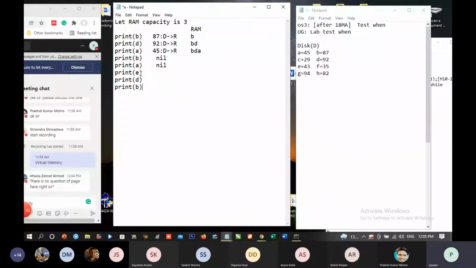Now print E is to be done. So the value of E, which is 43, will be brought from disk to RAM. But you see, our RAM can hold only 3 variables at one time, and it is holding the values of B, D, and A. The question comes that out of B, D, A, one of them has to be removed. Which one is to be removed? B or D or A?